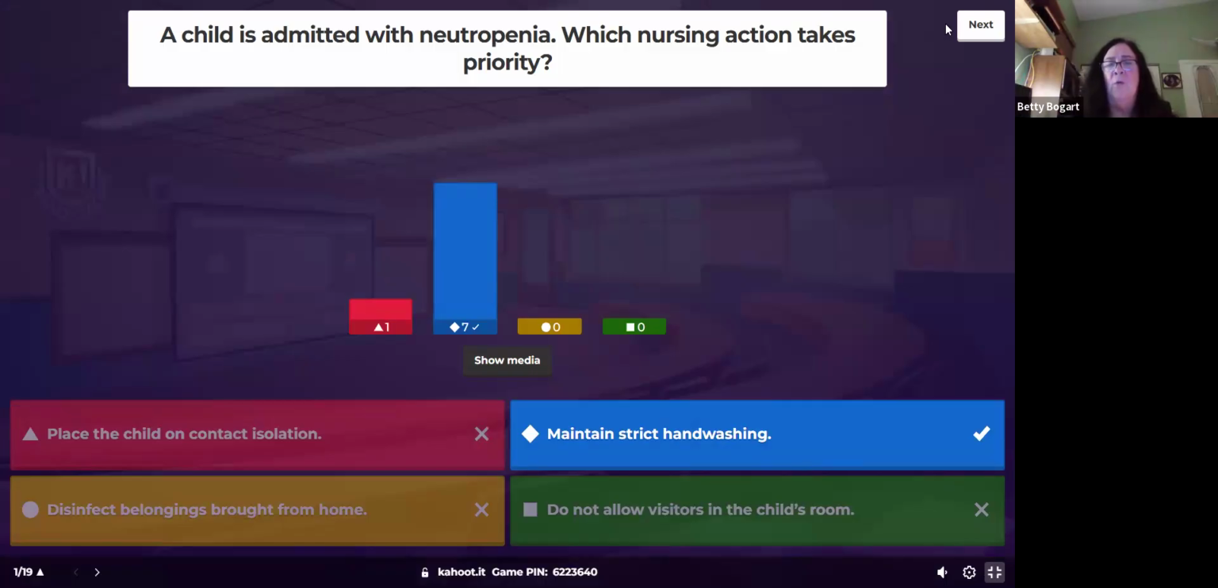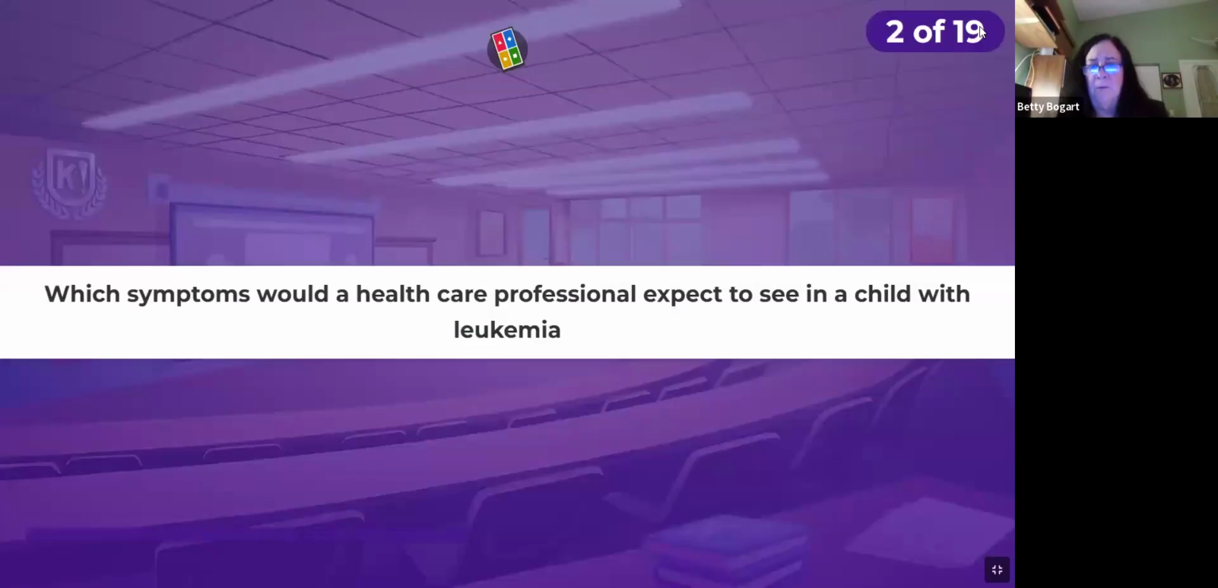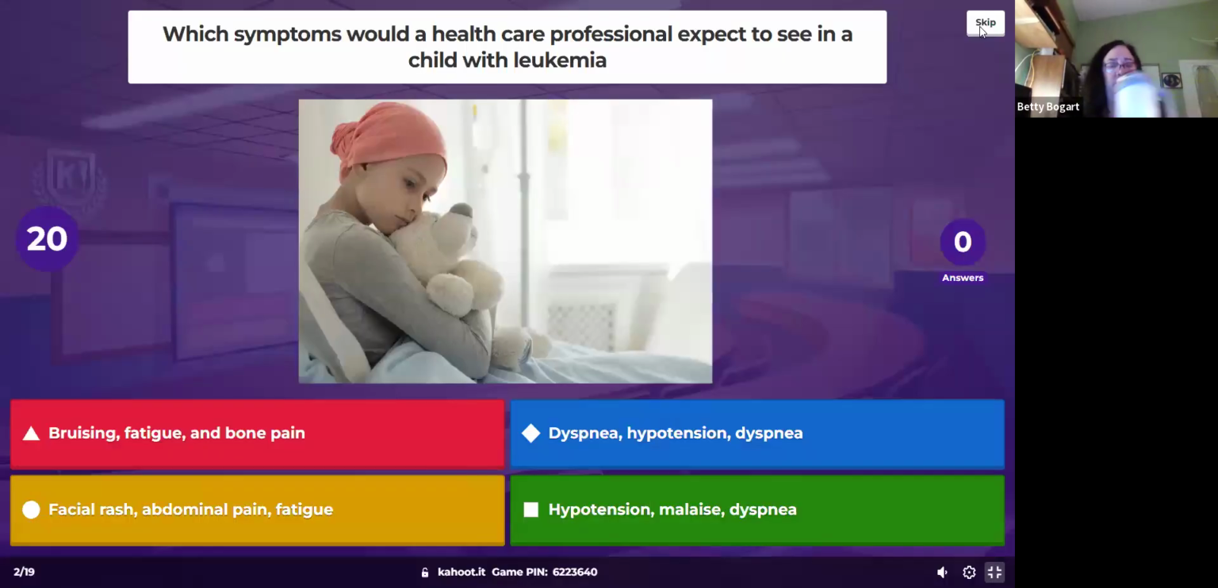Neutropenia, I have a low white count. What does that mean? That means I can't fight infection. What does that mean for the nurse? I can't give you one. Let's wash my hands. What symptom would a healthcare professional expect to see in a child with leukemia?